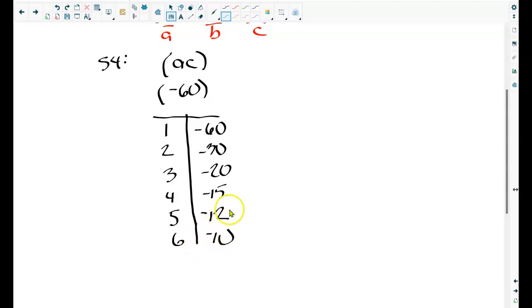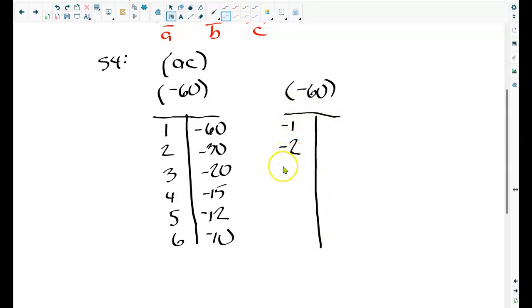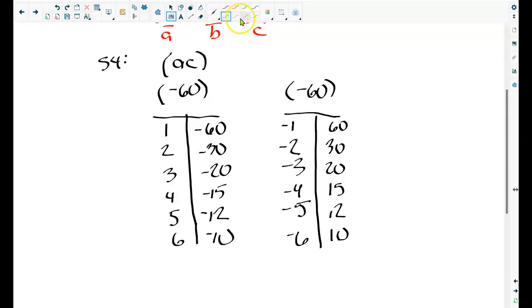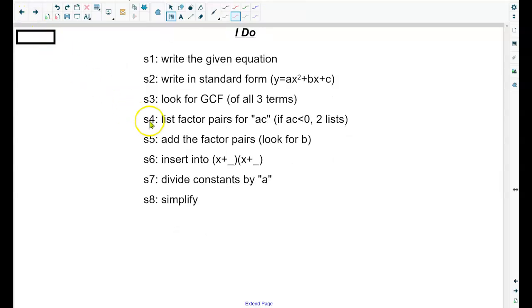Now again, because it's negative, I have to, in this case, create a 2 list. Some of you guys already know why. So, negative 1, negative 2, negative 3, negative 5. So, pretty easy stuff, just time consuming. Some of you guys could maybe shorten this process. Anyways, so now that's step 4, the list of factor pairs, and add the factor pairs looking for B.